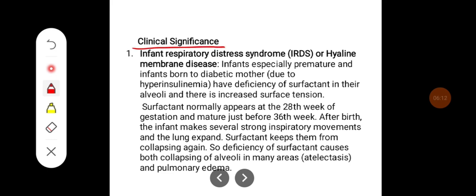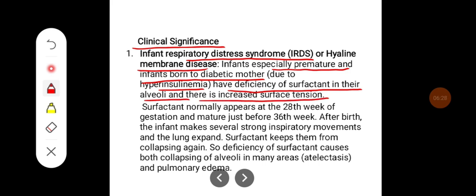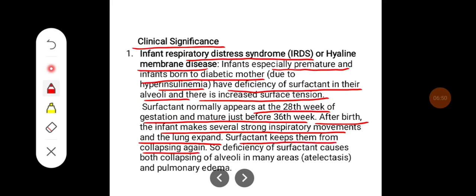Clinical significance: infant respiratory distress syndrome or hyaline membrane disease. Infants, especially premature infants and infants born to diabetic mothers due to the hyperinsulinemia, have a deficiency of surfactant in their alveoli and there is increased surface tension. Surfactant normally appears at the 28th week of gestation and matures just before the 36th week. After birth, the infant makes several strong inspiratory movements and the lungs expand. Surfactant keeps them from collapsing again.